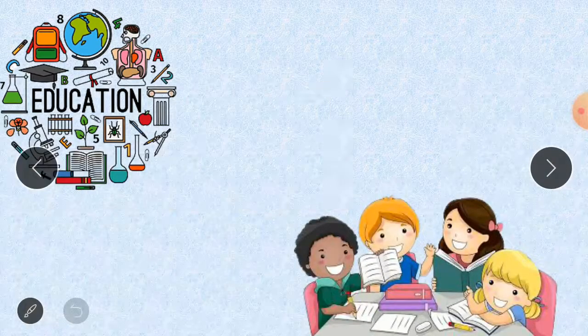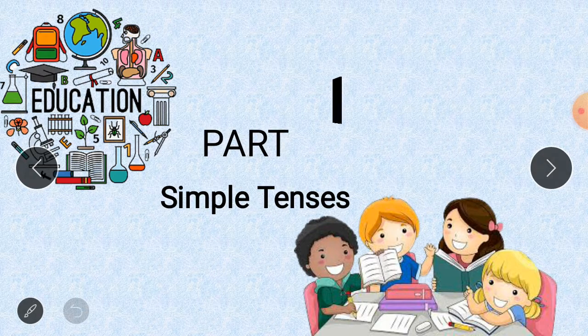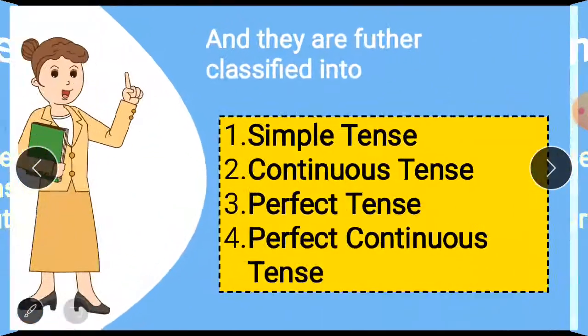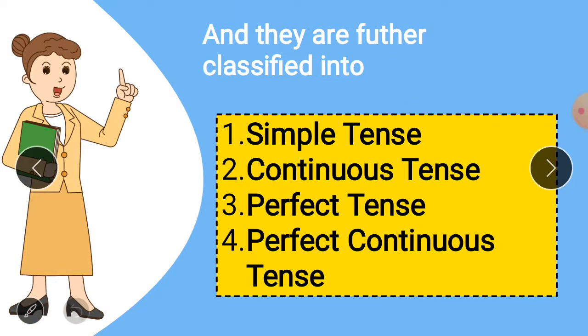So this is part 1 of tenses, and in this we are going to study about the simple tenses. Before that, you should know what we call tenses in simple language. We call it time. So tenses are categorized into 3 forms: present, past and future. Present tense, past tense and future tense. These are further classified into simple tense, continuous tense, perfect tense or perfect continuous tense.